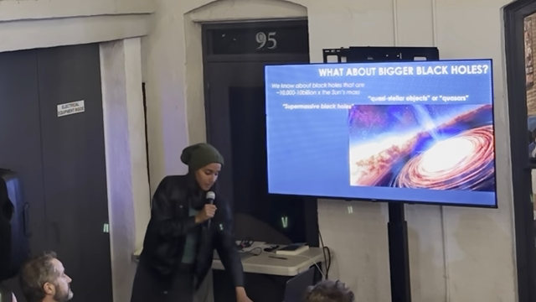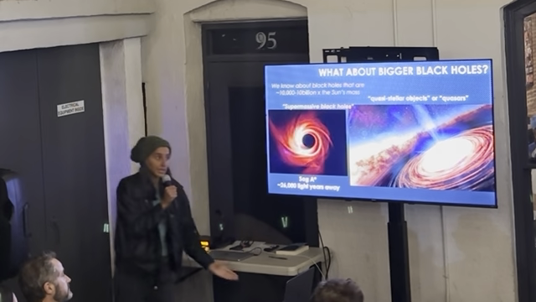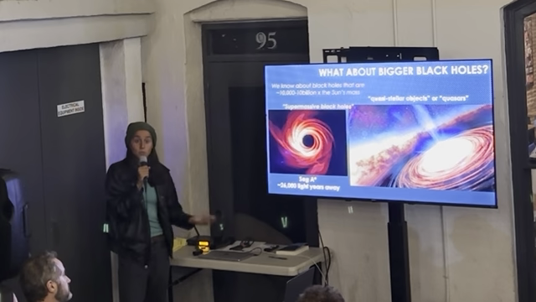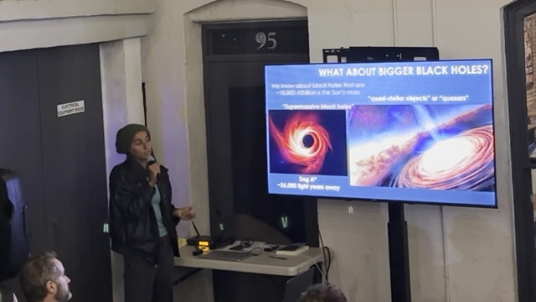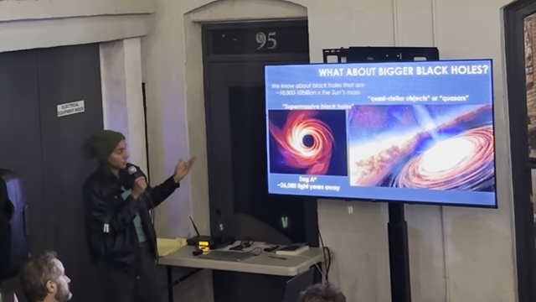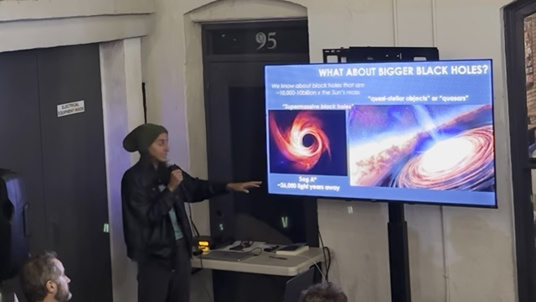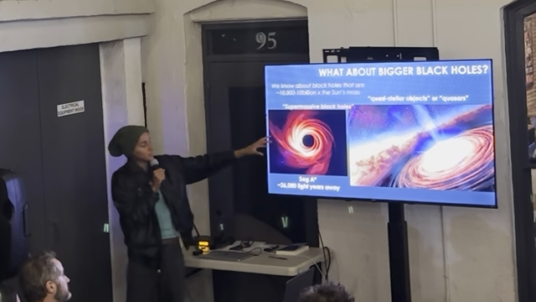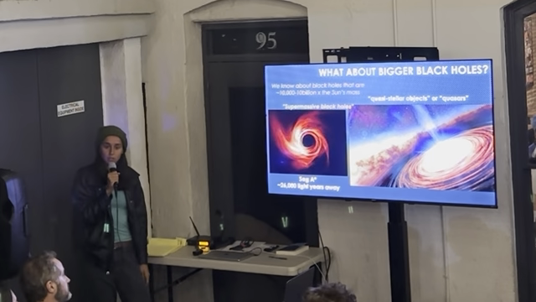But another way we know about supermassive black holes is our own galaxy. In fact, most galaxies are thought to host a supermassive black hole, and we've been able to directly image the one in our own galaxy because it's so nearby. This black hole is called Sagittarius A star. It's roughly 26,000 light years away. And this is a sort of animated version of an image that was taken of this black hole fairly recently.